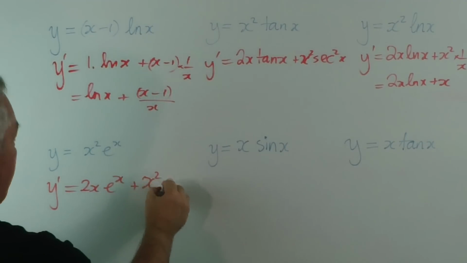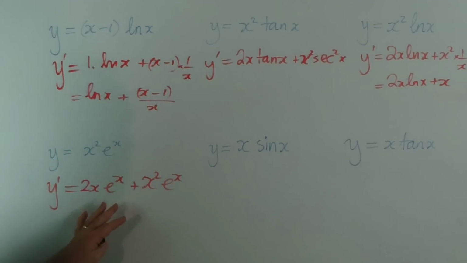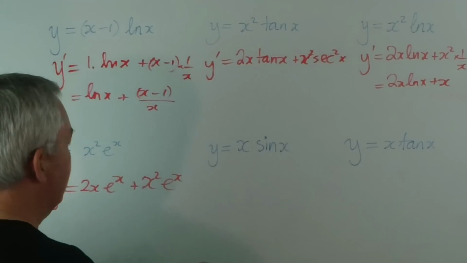plus x squared e to the x. That's worth 2 marks. It's supposed to take up to 3 minutes. I think we took about 10 seconds.